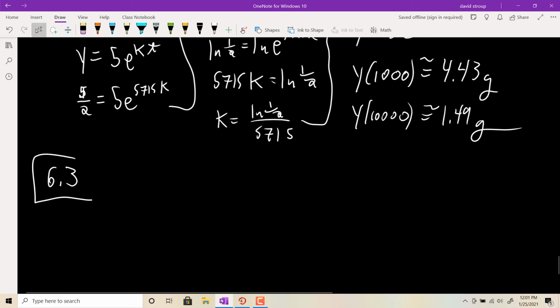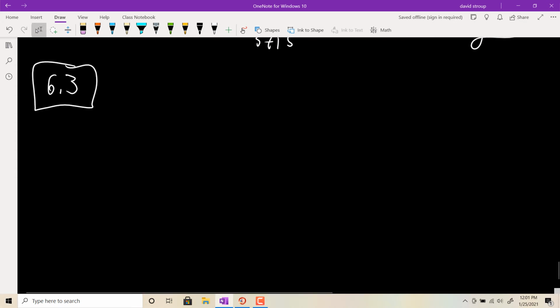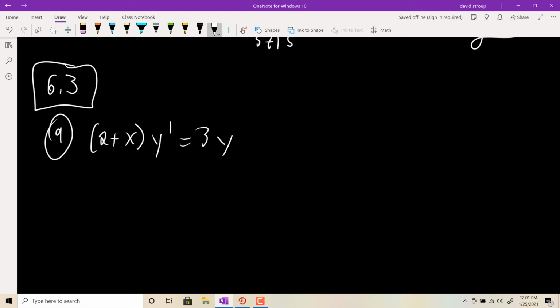6.3, we get separation of variables. So you get all the y stuff on one side, all the constants and the x stuff on the other. Let's look at some variations on that. 2 plus x, y prime equals 3y. Okay, so we can re-envision y prime as dy over dx. Those are equivalent. Get the y stuff on one side, the x stuff on the other.